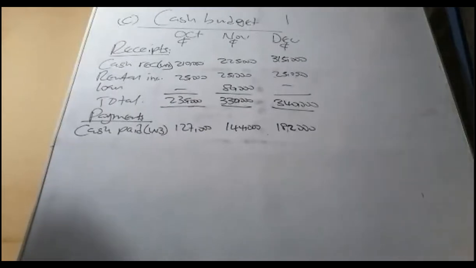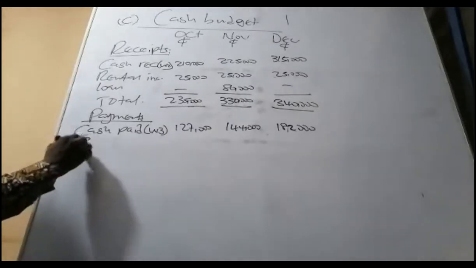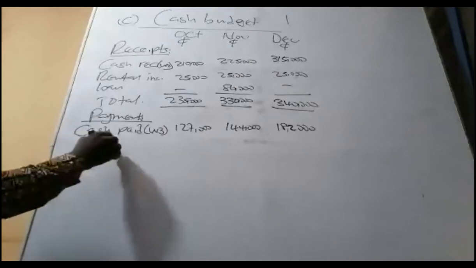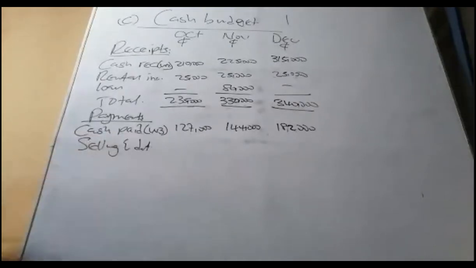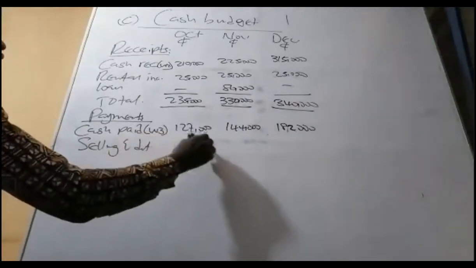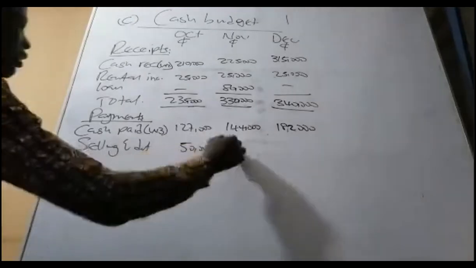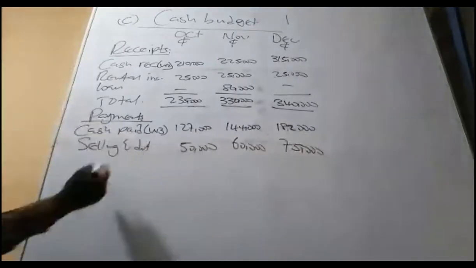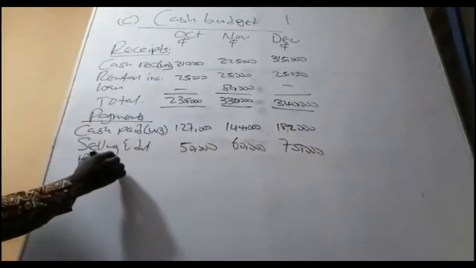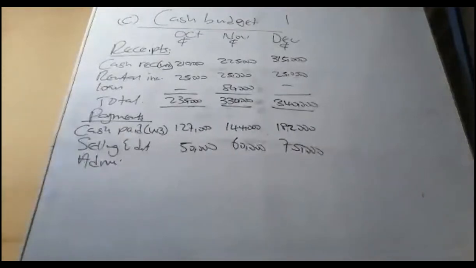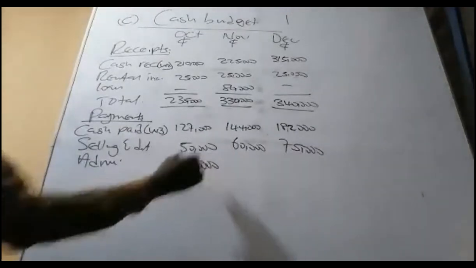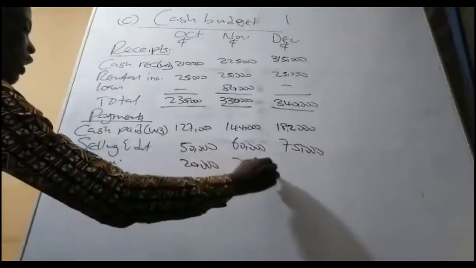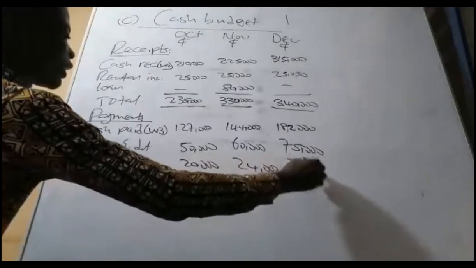Then the next item to do, bring the expenses. So selling and distribution costs, we have 25% of the sales. So we have 50,000 here, 60,000 here, and 75,000 here. All these figures, work on them. Admin, we have 20,000 here, 24,000 here, and 30,000 here. So that's the expenses paid.